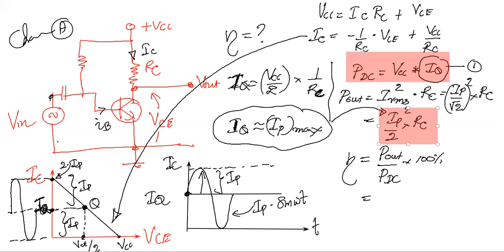Then if you substitute these values or parameters to this equation, you can write down I peak square into RC divided by 2 times VCC into IQ. Then if you solve this equation, you will get around 25%. Just solve this one, then you can find this one.